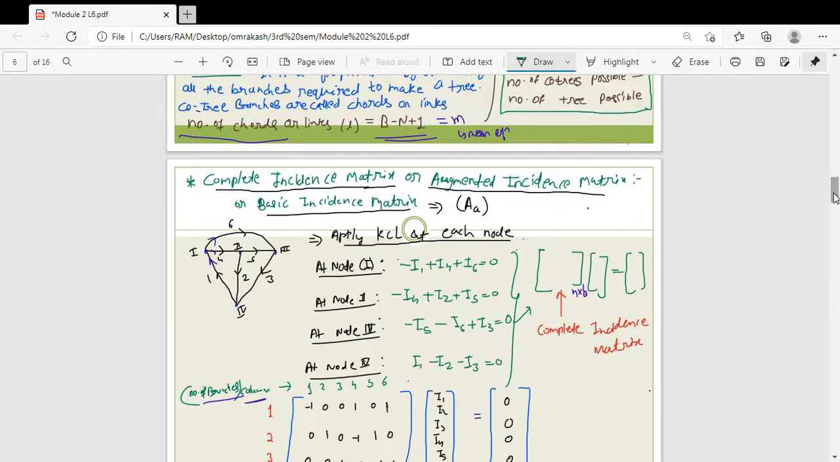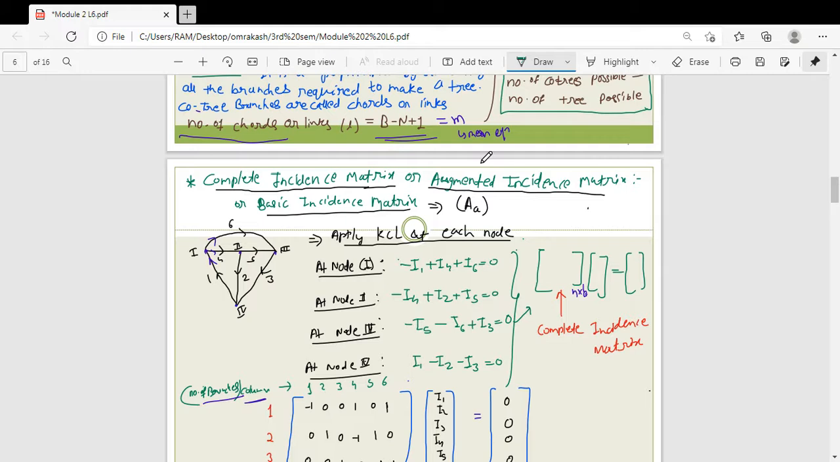Now the second one is the complete incidence matrix, or augmented matrix. In the complete incidence matrix, or you can say augmented matrix, you can form a matrix with the help of the graph, right? So that matrix we are going to call the augmented matrix. Now here I am using the KCL equation for this graph for making a matrix. So this graph is for the current, right? You can also apply the same concept for the voltage. We are going to see that later.